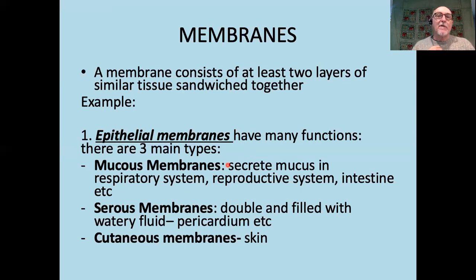The second type of epithelial membrane is one that people often forget about, but it's really important. These are the serous membranes. The serous membranes are double membranes with a space in between them, and that space is filled with fluid. These membranes surround organs. For example, the heart is surrounded by a serous membrane called the pericardium. That's literally what it means. It's a serous membrane that surrounds the heart, and it's fluid filled.